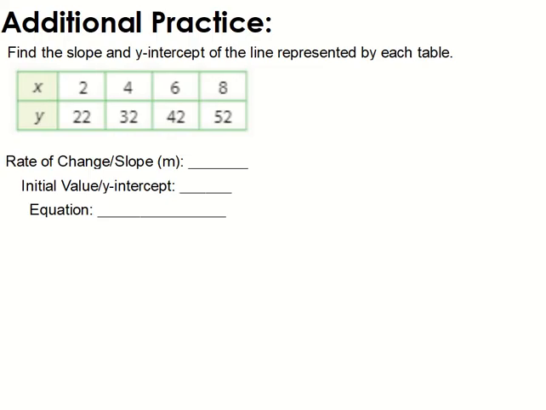Okay, so we're going to do the same thing here. Find the slope and the y-intercept of the line represented by each table. So what I would do is maybe even pause and see if you can find the slope and check if you found it correctly. Then pause, find the initial value, and then check. Okay, that's what I would suggest. So go ahead and pause here, find the slope, and then unpause to see if yours matches mine.